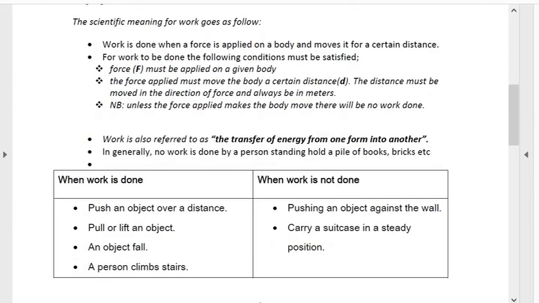We can also see here that it's the same thing that I highlighted. Unless the force applied makes the body move, there will be no work done.